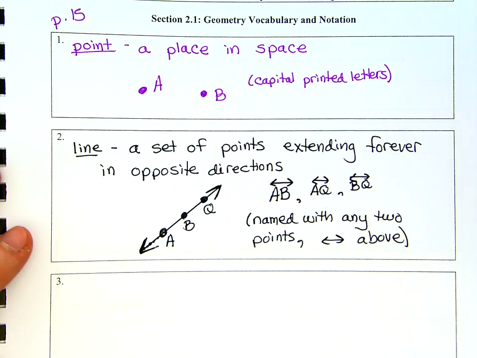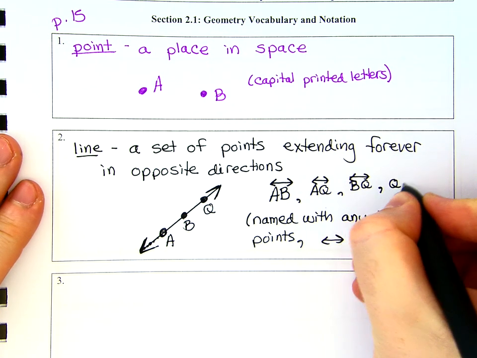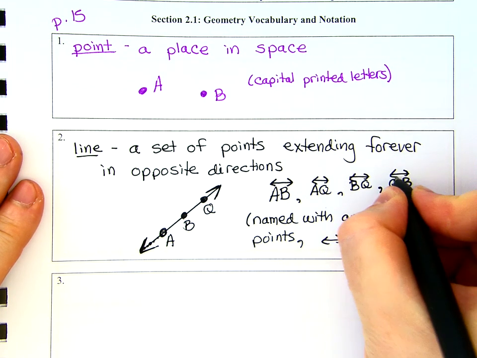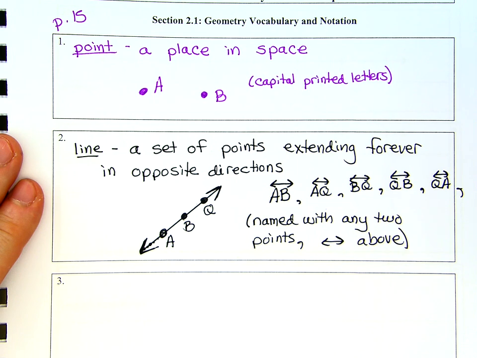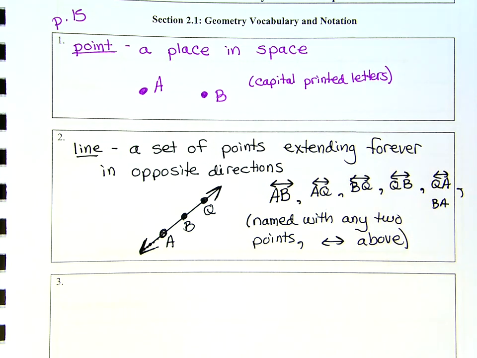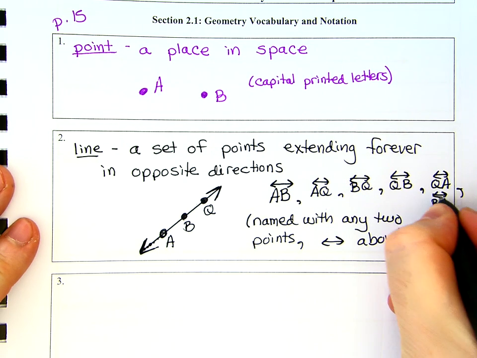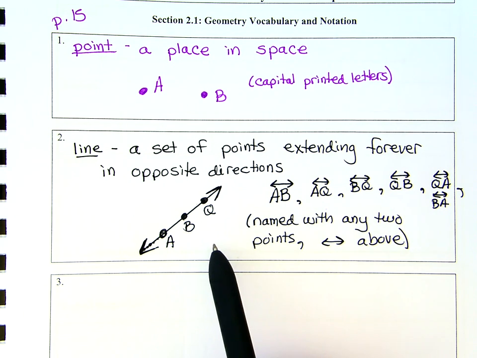There are 3 more names. Hands if you can tell me one of the missing names. Leo, give me one. QB. Aviana, give me another. QA. Noah, what am I missing? BA. Good. And please, let's not bend the rulers because then I have to buy new ones and I don't have more money to buy more of these, so let's keep them nice and straight. There will be 6 names here.